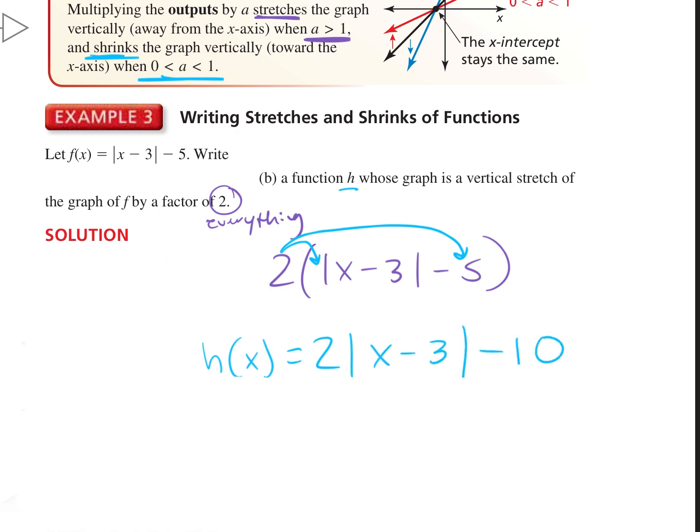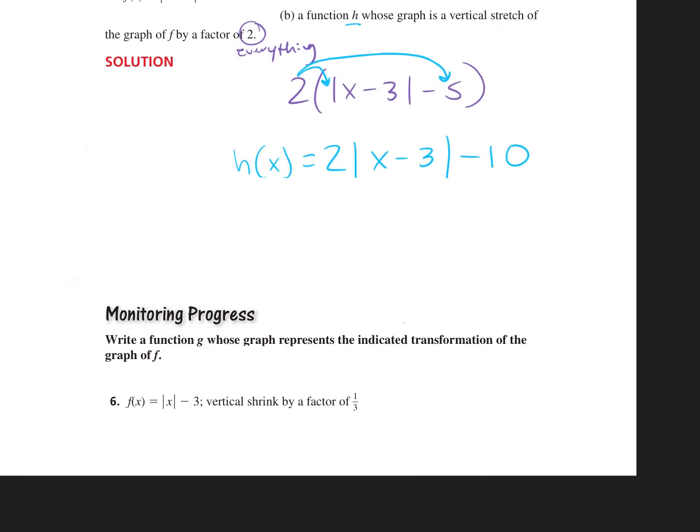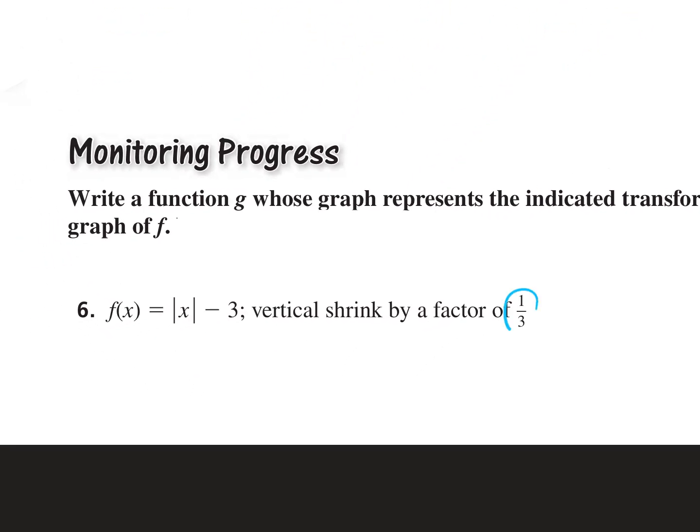Awesome. 2 times the absolute value of x minus 3 minus 10. All right, let's look at number 6 right below it. So here we have a vertical shrink by a factor of 1/3. So it doesn't matter if it's a stretch or a shrink. They both happen on the outside.